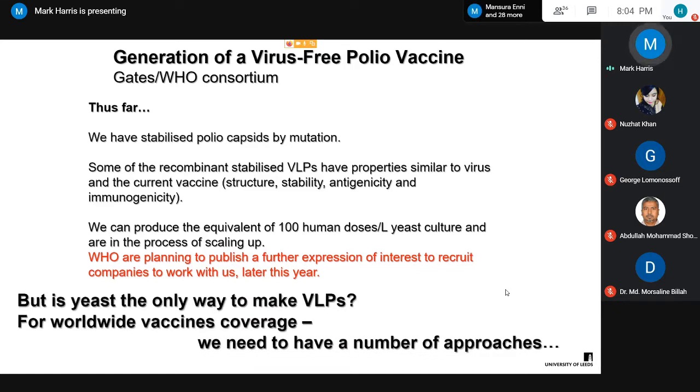And I'm going to leave you with this. Although yeast is a good way to make VLPs, it's not the only way. And George is going to take that idea forward and tell you about alternative ways of making VLPs in plants. And I think everybody who is involved in vaccines knows and understands that there's never one way of doing something. Indeed, if you want to vaccinate the whole population of the world, you can't do that with a single approach. You've got to have multiple approaches for whatever vaccine you use. So together we are stronger, I think, is what I would say.